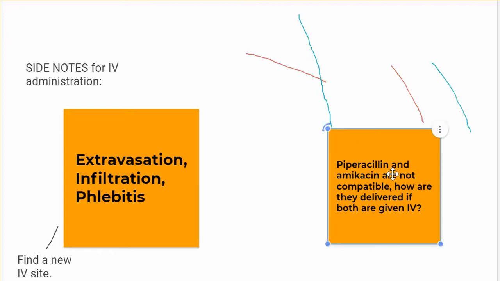But if these are not compatible, what that means is we cannot hook the two IVs up at the Y site. So they would need to have separate tubings. We can't be using the same tubing, right? And so if something's not compatible, we would use that separate tubing. If something was compatible, it could potentially run together via the Y site of an IV.